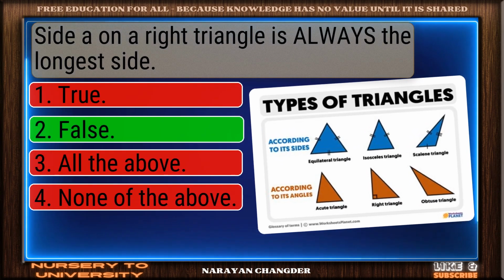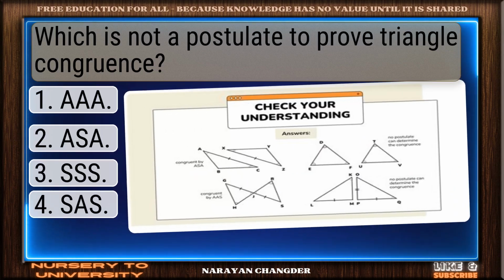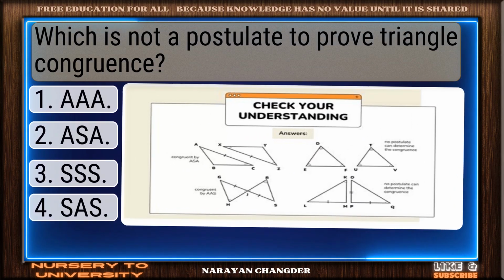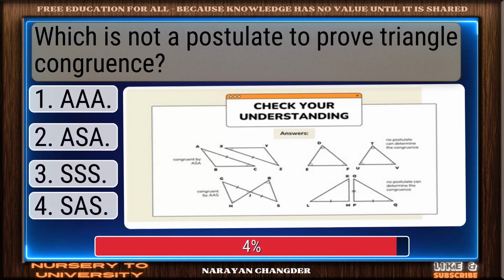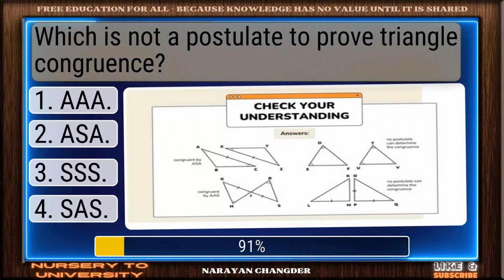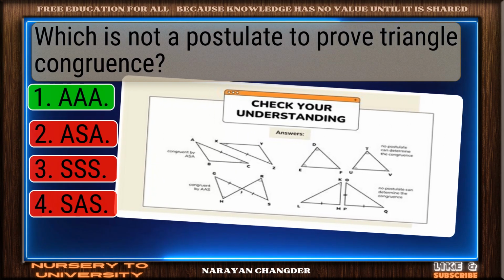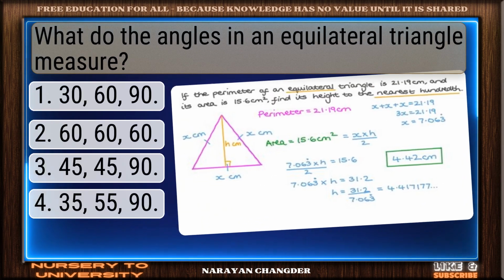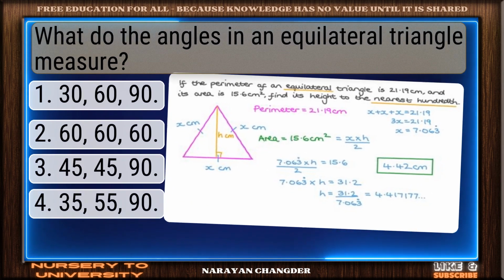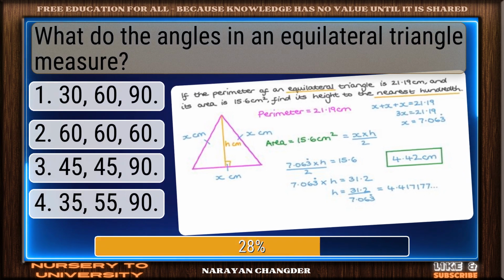Right again. False is a valid answer. Question number 90. Which is not a postulate to prove triangle congruence? Clear logic. Your choice A is sound and 100% true. Question number 91. What do the angles in an equilateral triangle measure?